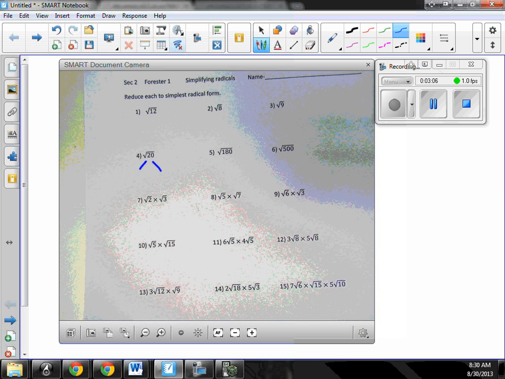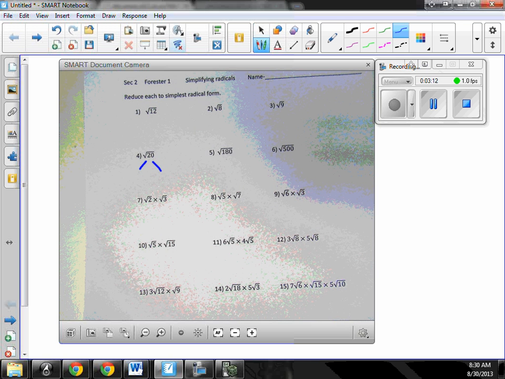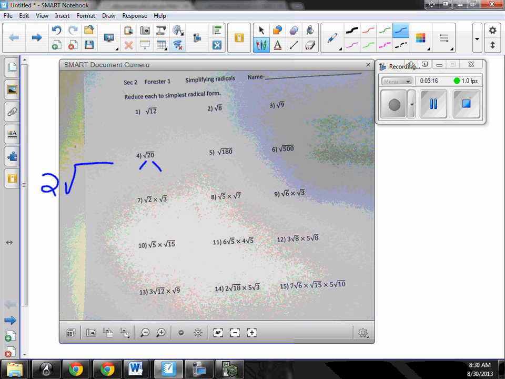The biggest perfect square that is a factor of 20 is 4. So if I pull out that 4 and square root it, I get 2. 2 square root of 5.